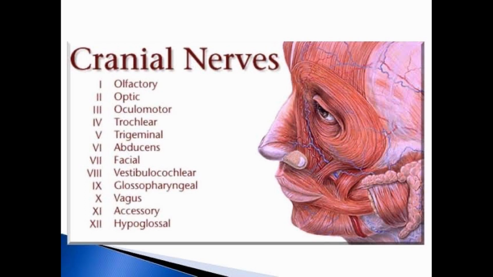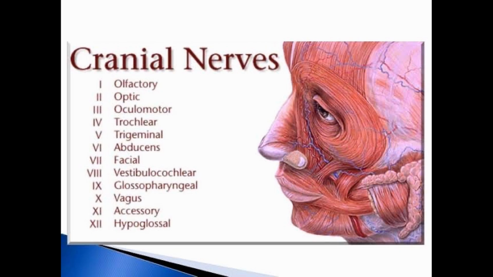So firstly we discuss the number of the cranial nerves. The number of the cranial nerves is 12. So there are 12 cranial nerves. First one is olfactory, second is optic, third oculomotor, fourth trochlear, fifth trigeminal, sixth abducens, seventh facial, eighth vestibulocochlear, ninth glossopharyngeal, 10th vagus, 11th accessory, and the 12th hypoglossal.